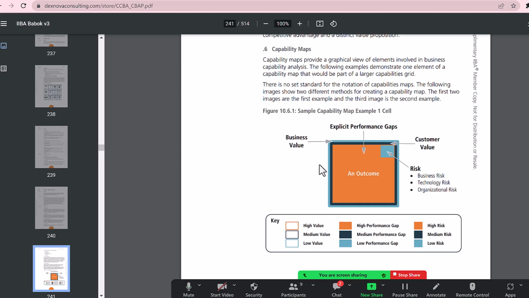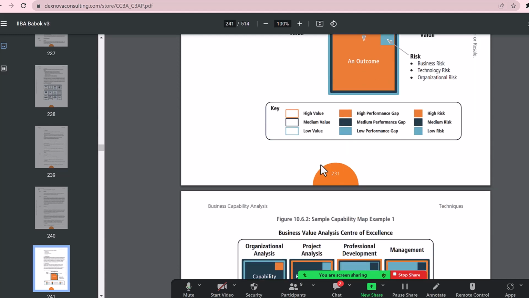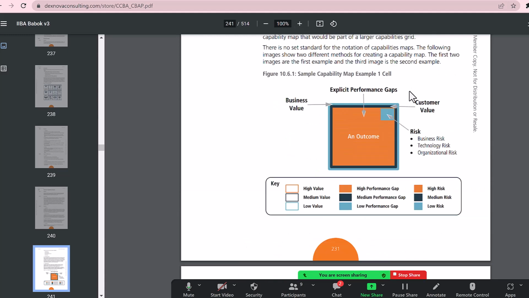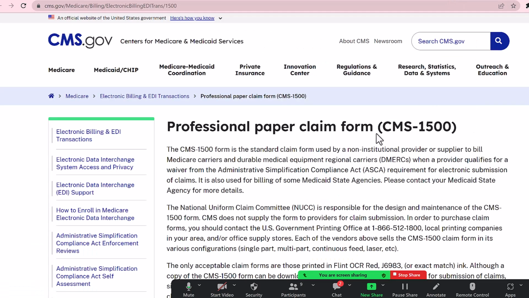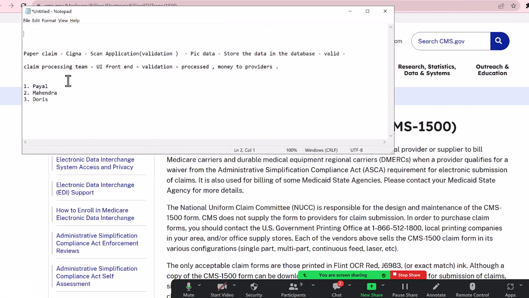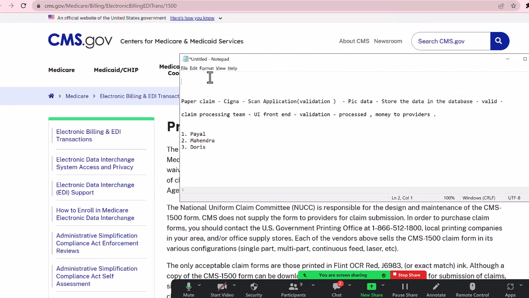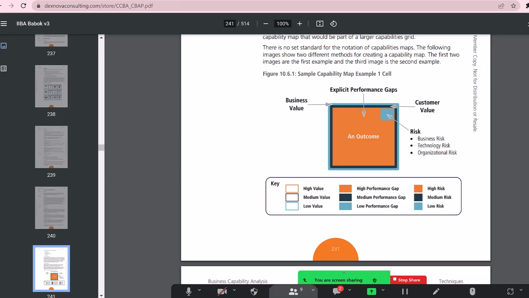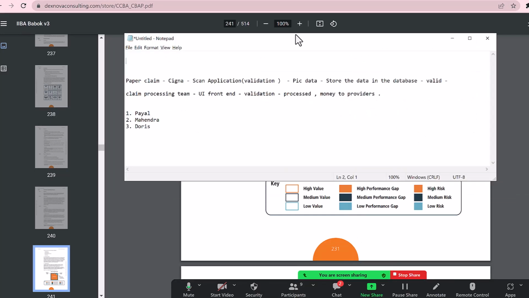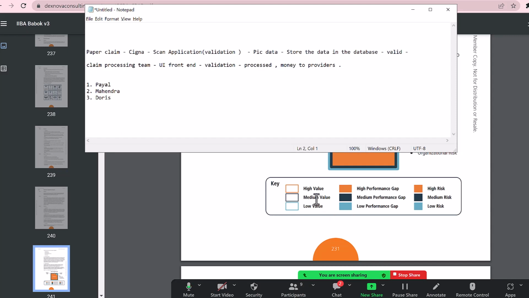For example, when you are automating something, let's take this example of claims. When we have a claim and we have to process it, what is the risk associated with this project? Can someone tell me what the risk will be, or what the value is for this one requirement, or for the whole project? What is high value, medium value, low value? What is high risk, medium risk, and low risk? Can someone tell me?